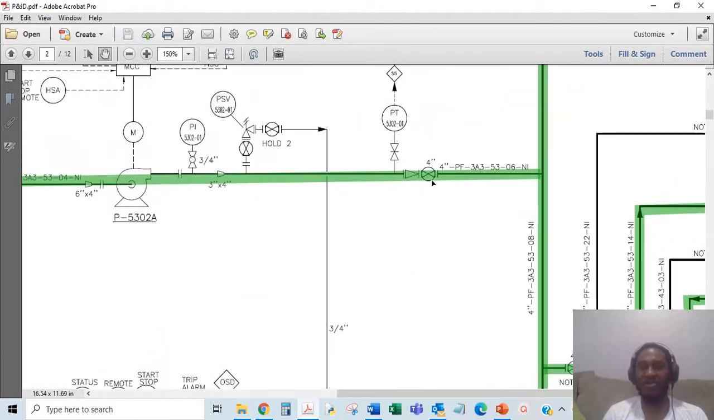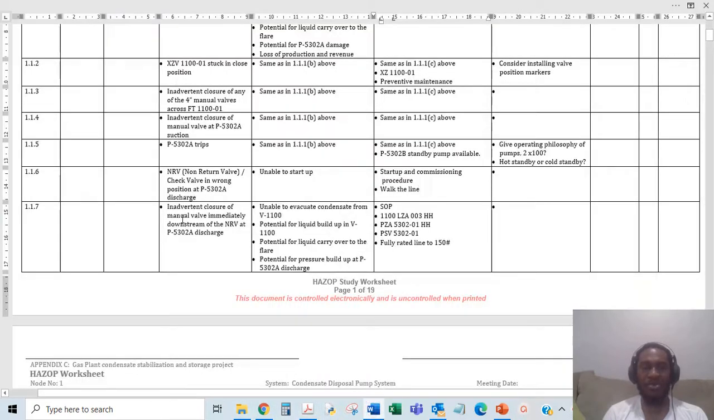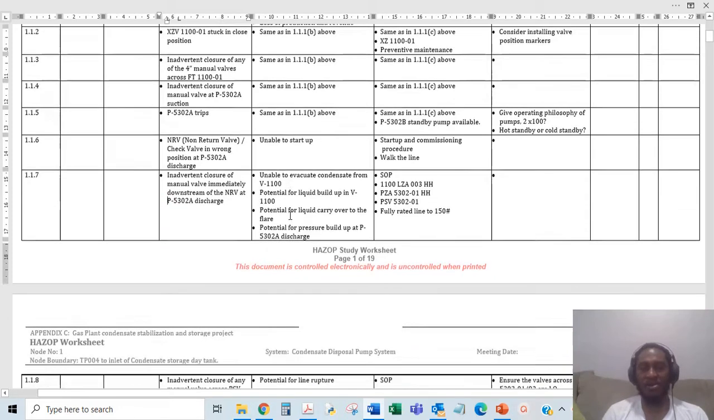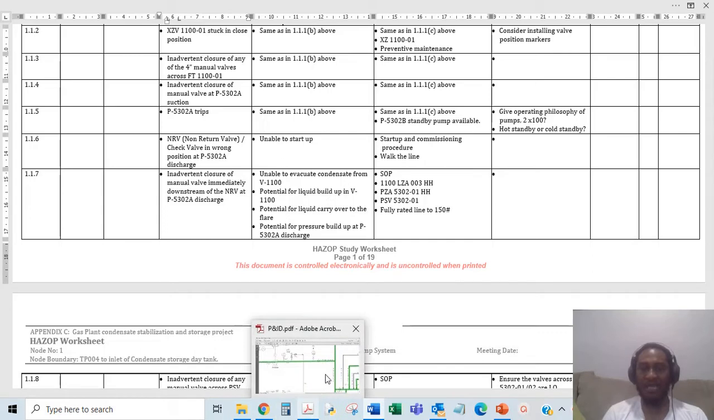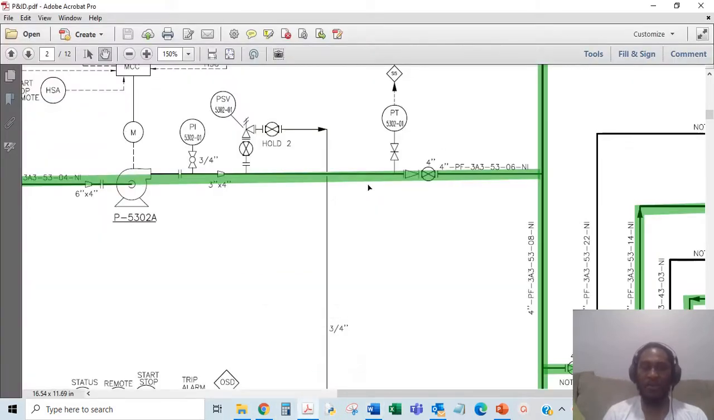Then of course we have this manual valve here. So that's also another point of no flow. Inadvertent closure of manual valve immediately downstream of the NRV at the pump discharge. So you have unable to evacuate condensate from the surge vessel V1100, potential for liquid buildup in V1100, potential for liquid carryover, potential for pressure buildup at the pump discharge. So that's also another thing that could damage the pump. If this is closed and the pump is just running against a closed valve, it could actually destroy the pump. You don't want that.